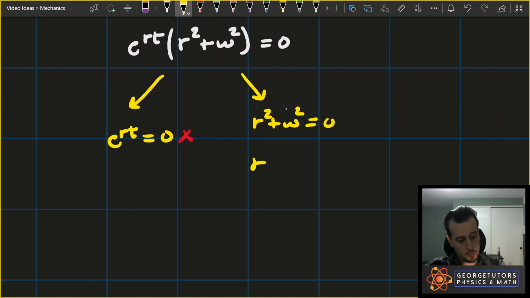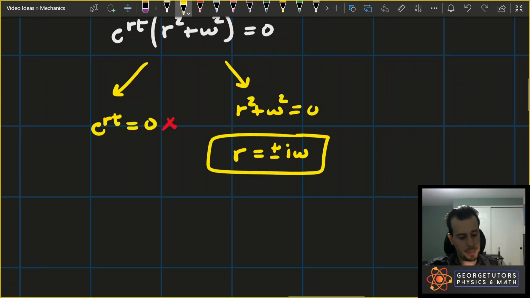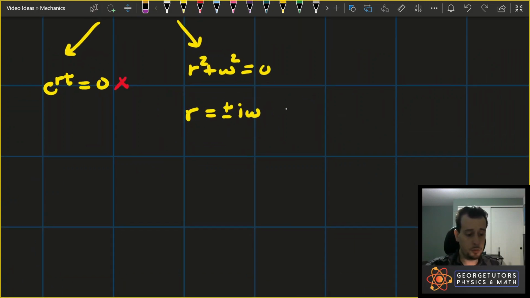So what is r after we solve this? Well, quite clearly, if we rearrange here, we're actually going to get an imaginary value. We're going to get plus or minus i omega. So this is our r, and this is a complex number.